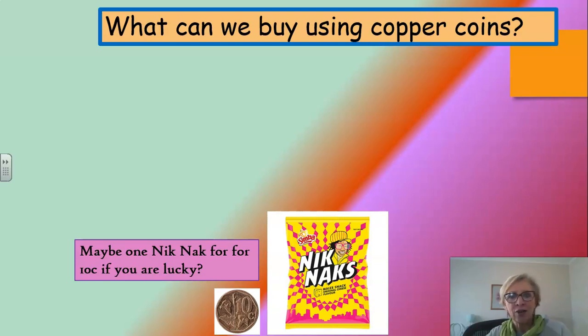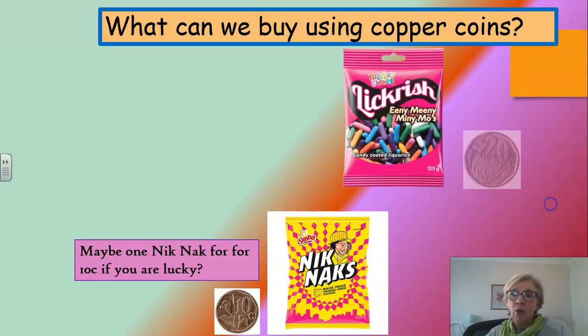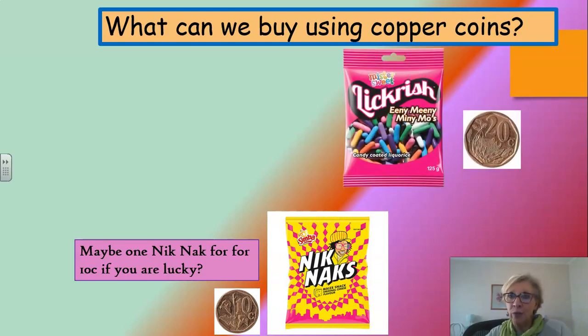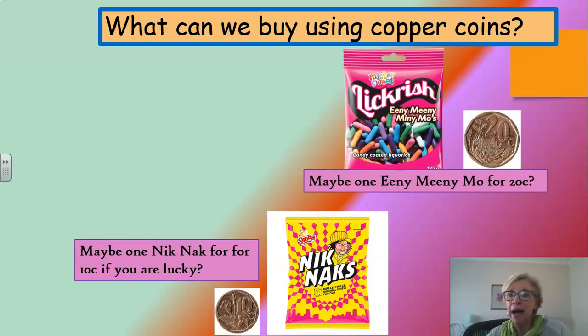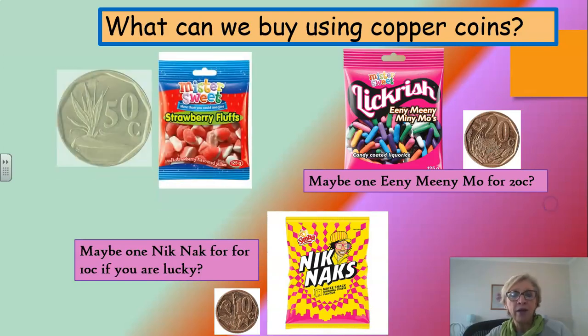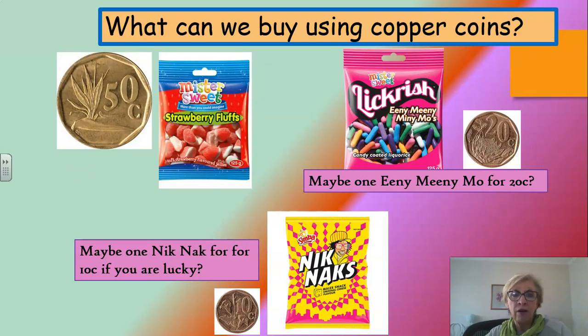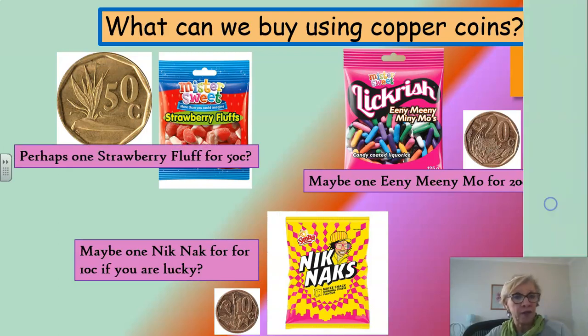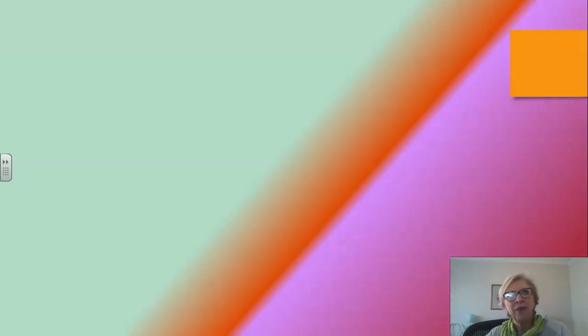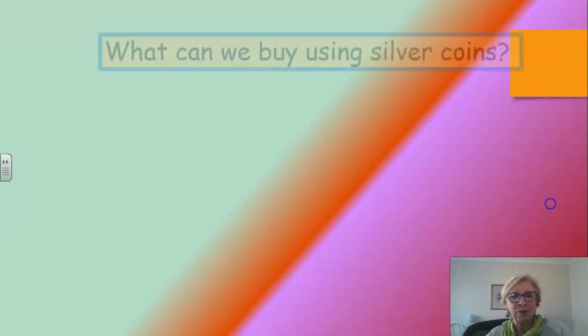It's not exact because the prices of these packets vary from time to time. What can we get with a 20-cent coin? Well, it's one eeny, meeny, miny, mo. One of those little coloured licorice sweets for 20 cents, maybe. And for 50 cents, there are our little Mr. Sweet strawberry fluffs. We could probably get one of those little strawberry fluffs for 50 cents. That's kind of an average or an about amount. I can't be absolutely sure.